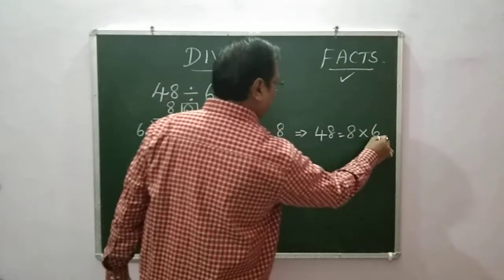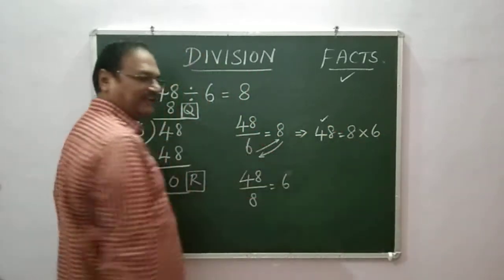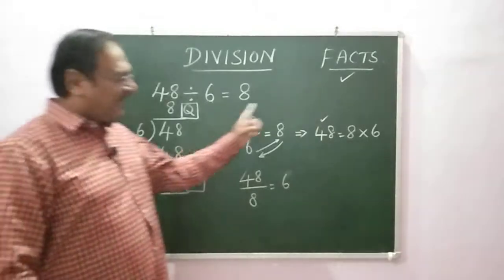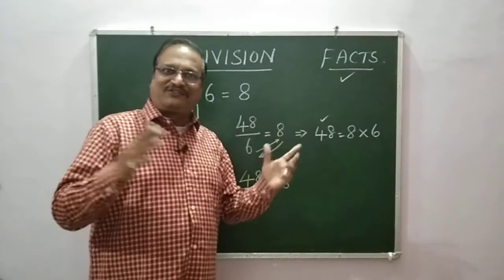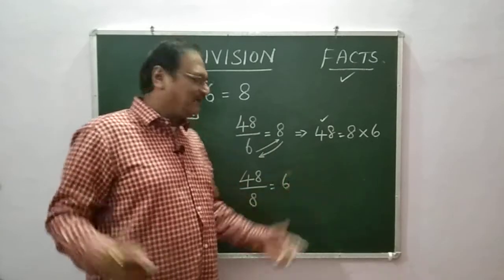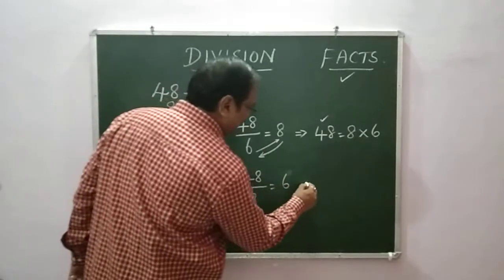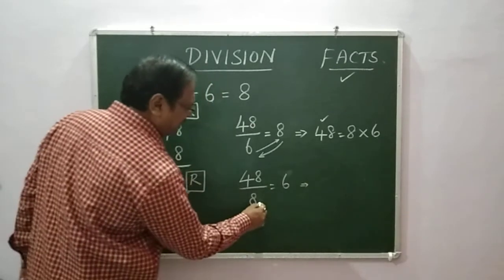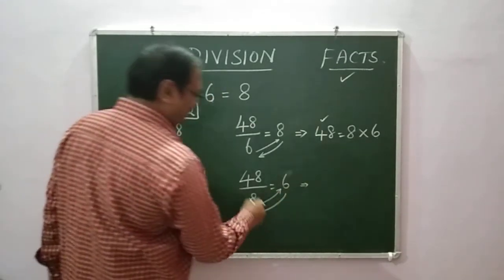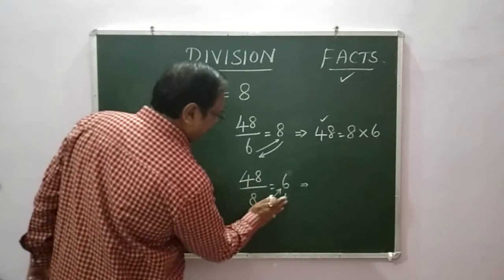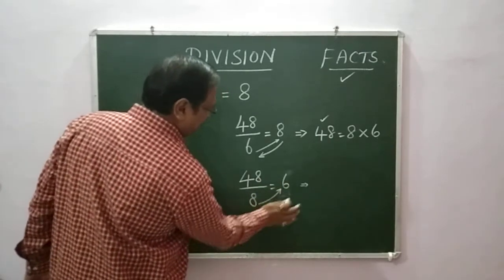Okay, 8 6s are how much? 48. Division and multiplication are inverse, right? You can reverse each of them, right? And here you see what I am doing. I take this 8 up and I bring the 6 down here, right? This I have done already. Okay, now we have done this here.